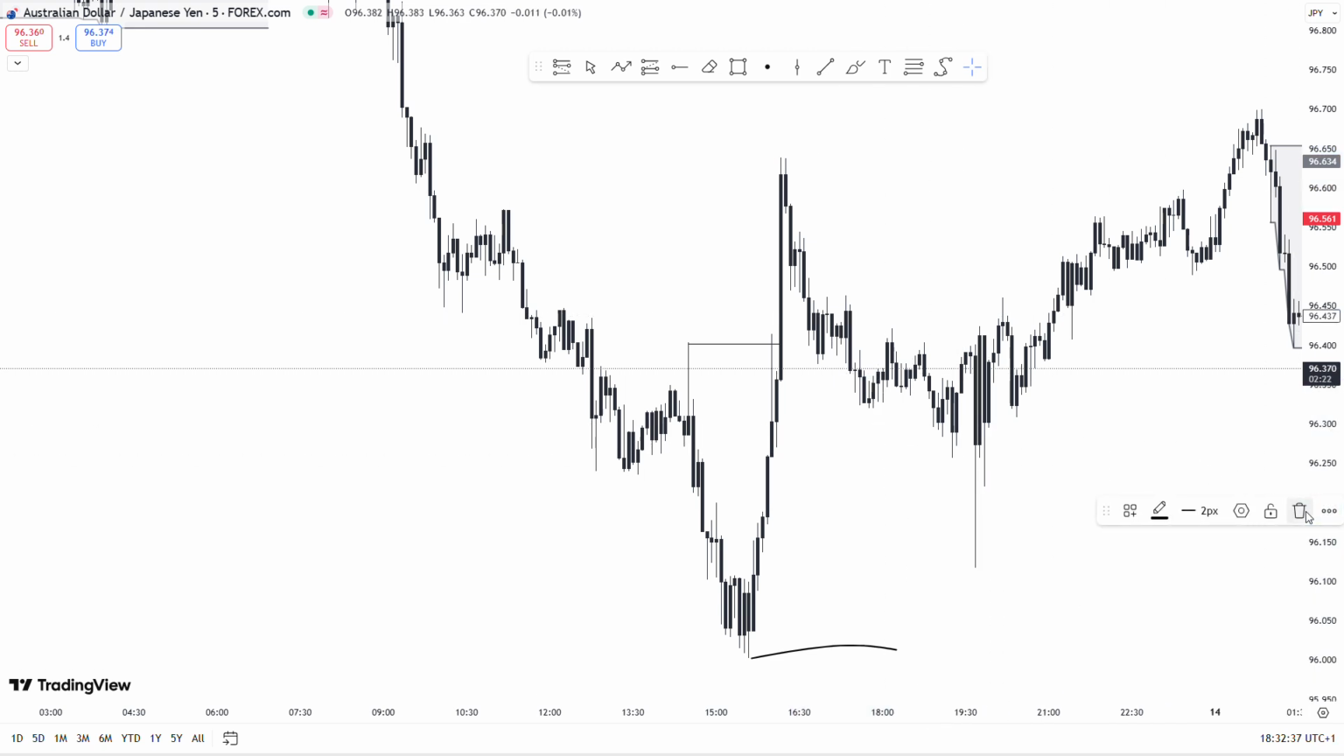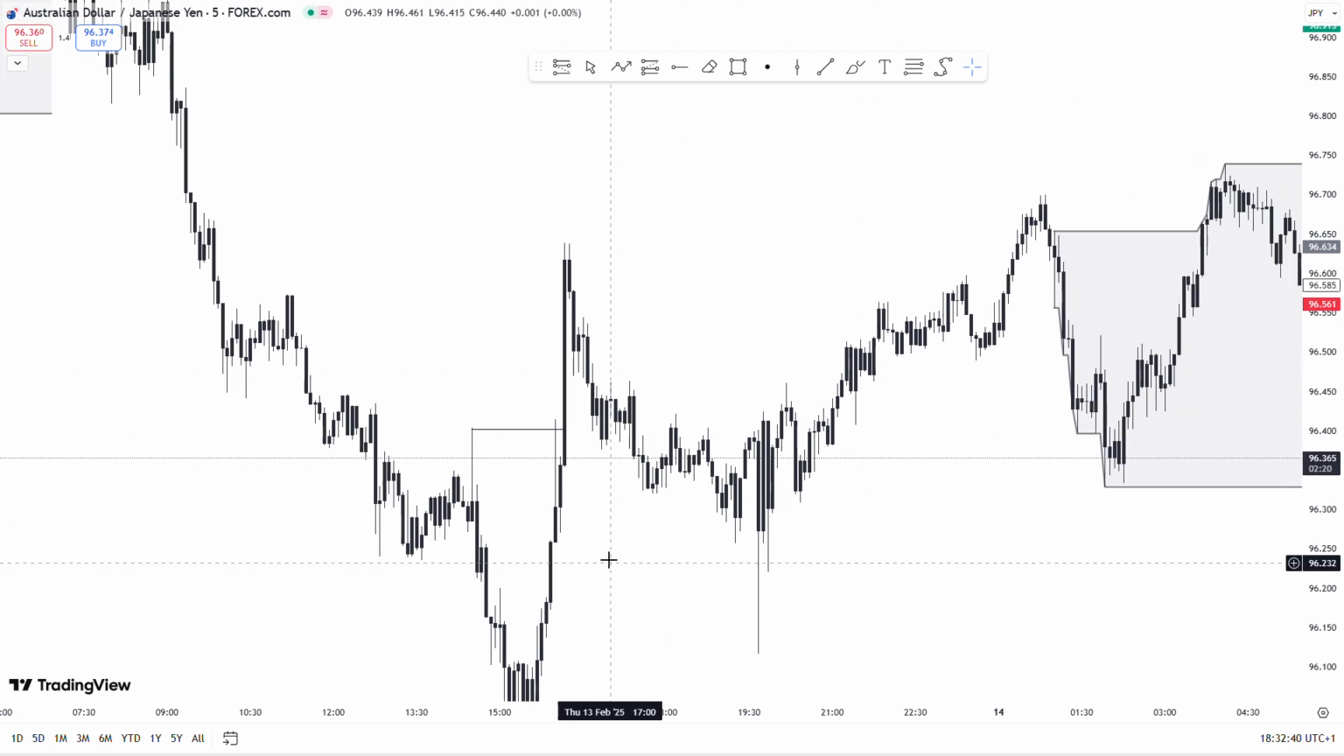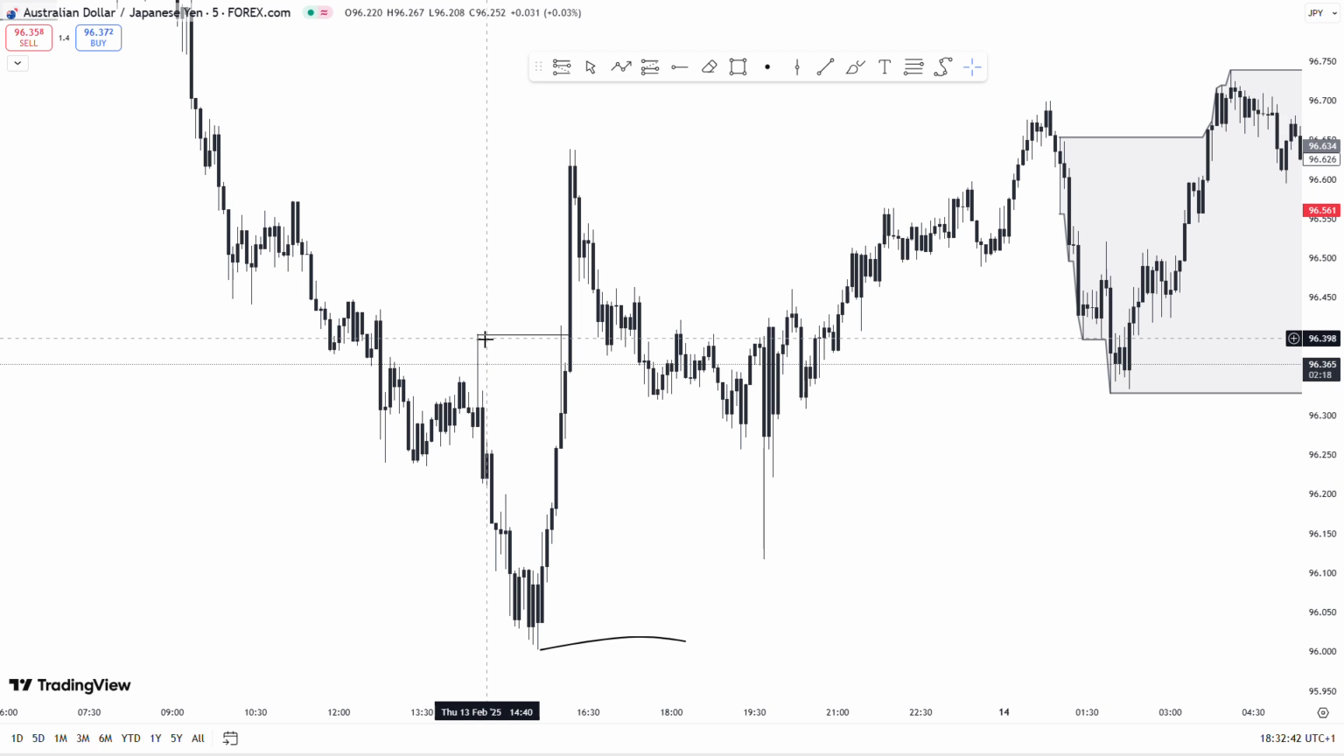And if you watch further, you're going to see that what market did right here is we had this change of character. This is automatically change of character. Market created this higher high, made a higher low here, and we had a new higher high here.